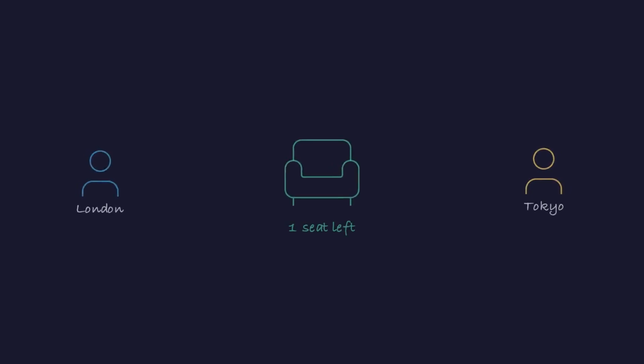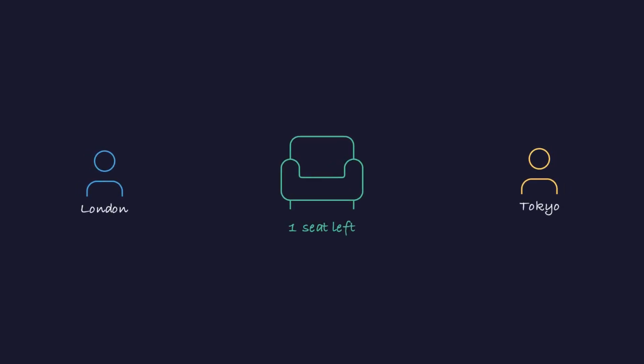Two people are booking the very last seat on a flight at the exact same millisecond. One in London, one in Tokyo. Both click confirm, both get a success message, but only one seat exists. So who gets the seat?